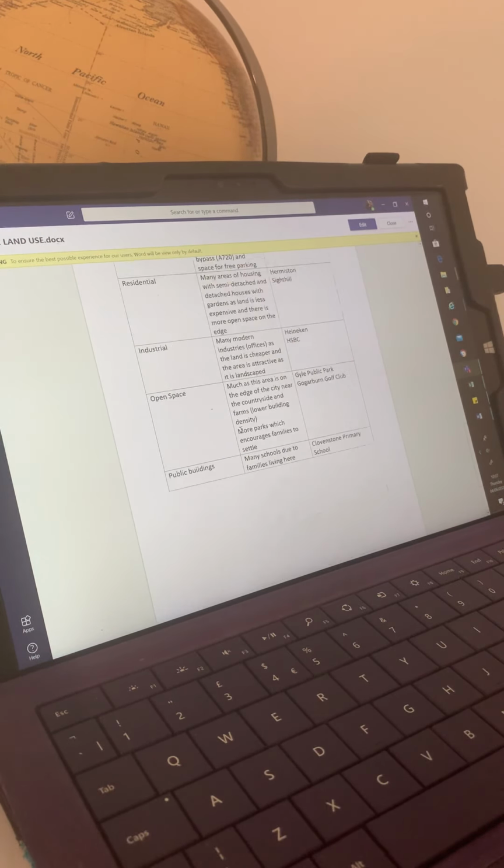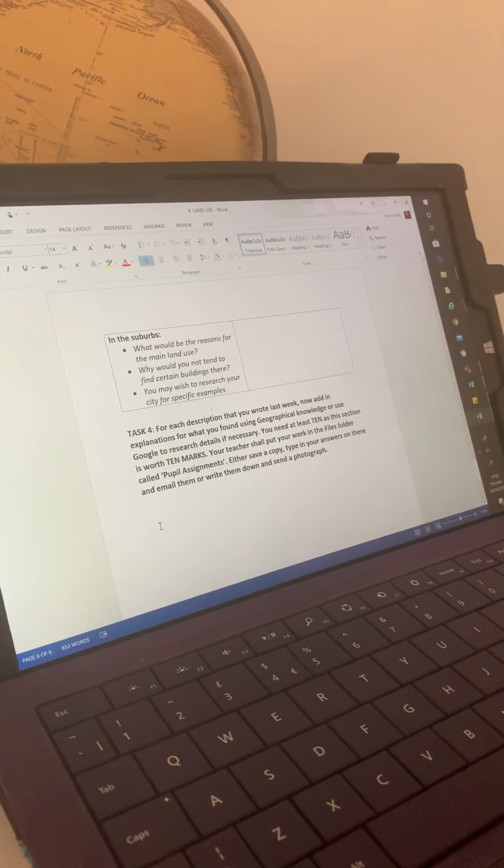So task 4, this is where you're going to do the bit for your actual project. You've got quite a few different options here. The first option is you can just type in your answers here. Bearing in mind you want 10 marks worth, you want 10 different reasons. So you can just type them into there if you want. Or if you're writing, you can just write it down and send me a picture and I'll type it in for you.